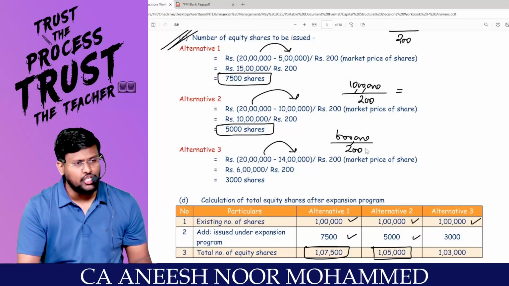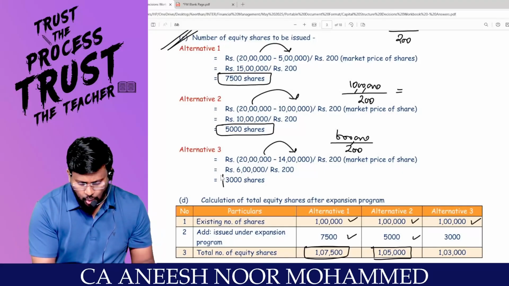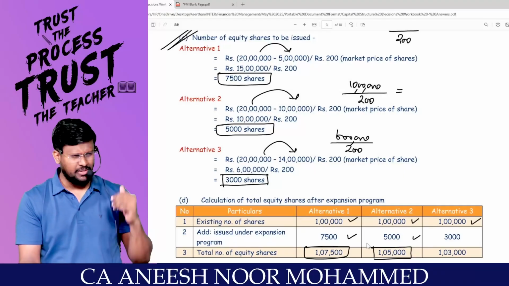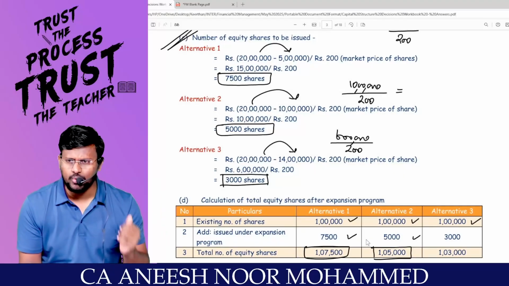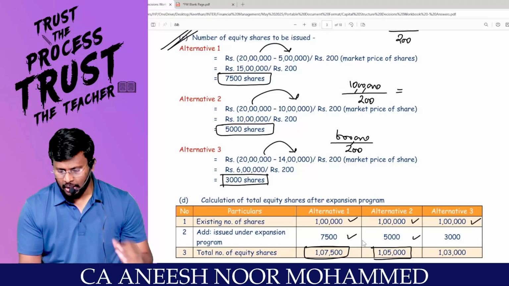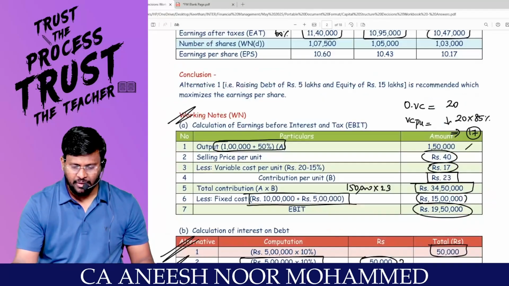And every share in the market is 200. So 6 lakhs divided by 200 comes to 3,000 shares that I'm supposed to issue. That means if debt increases, equity reduces. If equity reduces, automatically the number of equity shares also reduces. So existing 1 lakh plus 3,000 comes to 1 lakh 3,000.